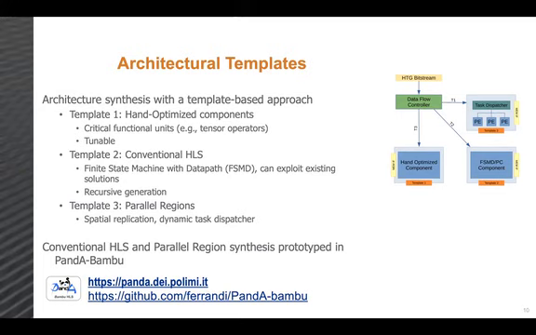Then, of course, we have the chance to proceed through a conventional HLS path, where we, for example, can generate a finite state machine with datapath, and we can exploit existing solutions for that. And with this approach, we can also employ recursive generation of components, so we can update the resource library as we do synthesis. Another example of architectural templates is something that we call the parallel regions, where we identify parallel loops in our internal representation, and we exploit spatial replication and dynamic dispatching of the work units to exploit parallelism. Some of these technologies have already been prototyped in PandA-Bambu, so if you are willing to know more and give it a try, please follow the links listed here.